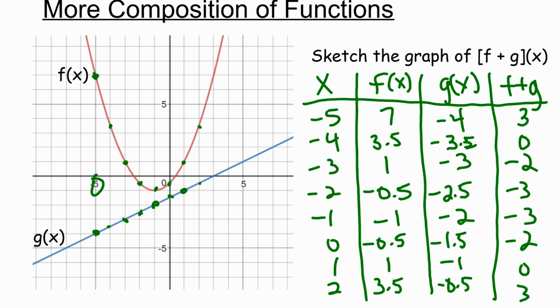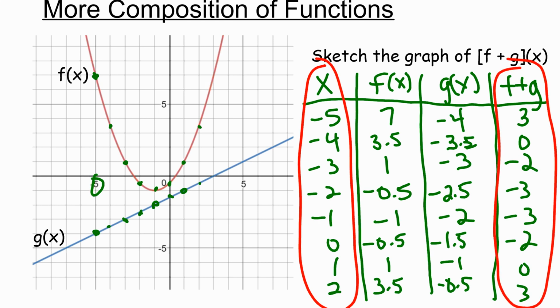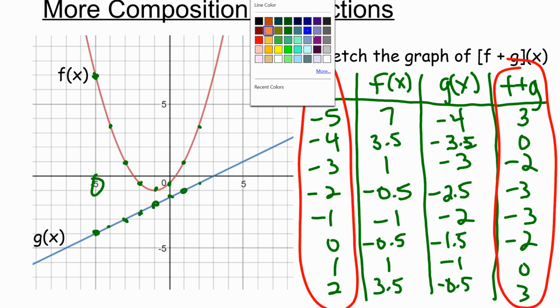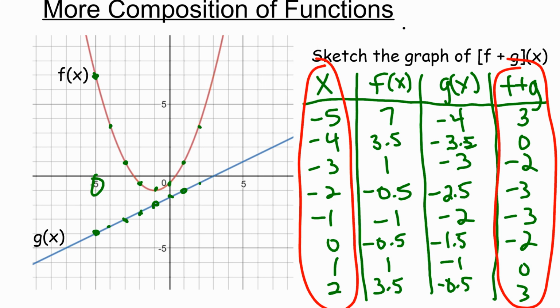So what we're going to do then is graph x and f plus g. The f plus g values are basically our new y values. I'm going to do this in orange. I don't know if that'll stand out much from the f graph, so I'll just pick a new color. Let's go with black. Okay, so at -5, we're going to go up 3, and that's going to represent our f plus g graph. Then at -4, we go to 0.